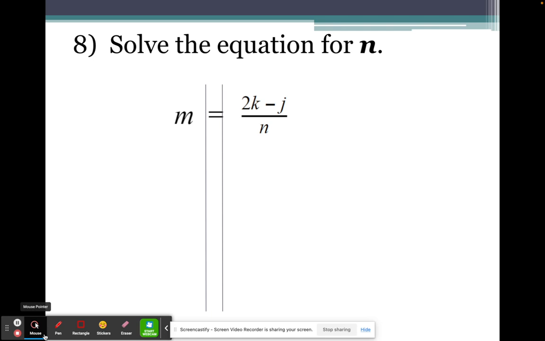Solving for n. Ooh, I don't like this one. My n is in the denominator.